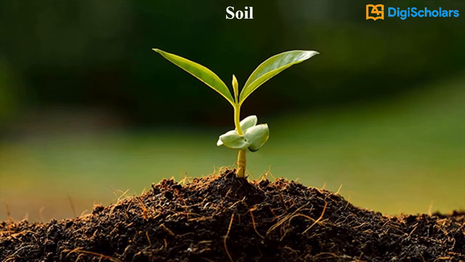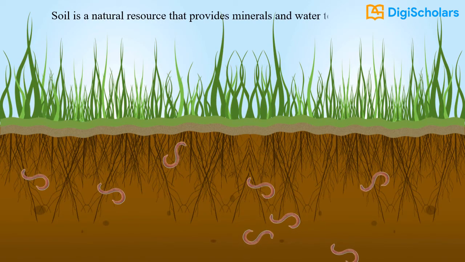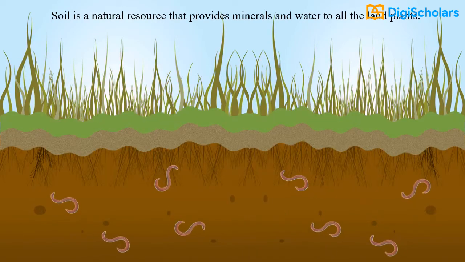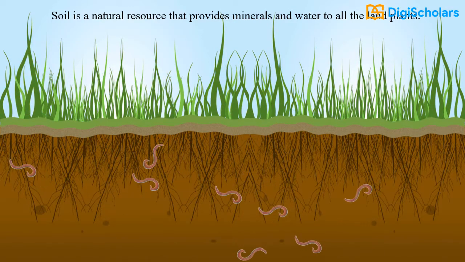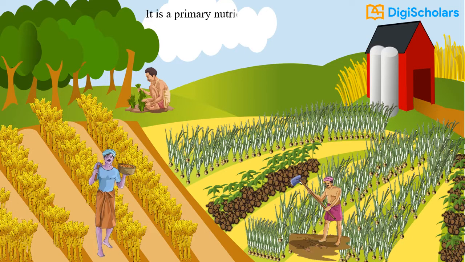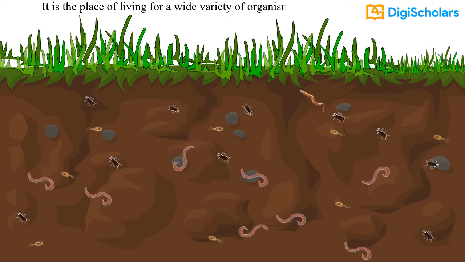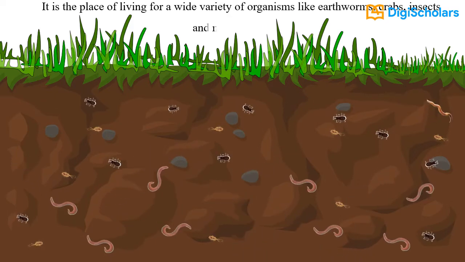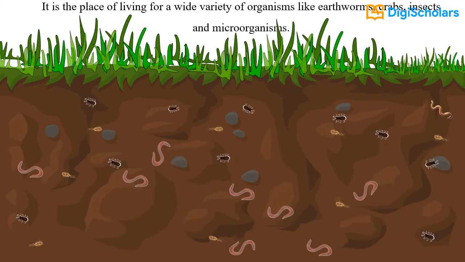Soil. Soil is a natural resource that provides minerals and water to all the land plants. It is a primary nutrient base, particularly for agricultural crops. In addition, it is the place of living for a wide variety of organisms like earthworms, crabs, insects, and microorganisms.